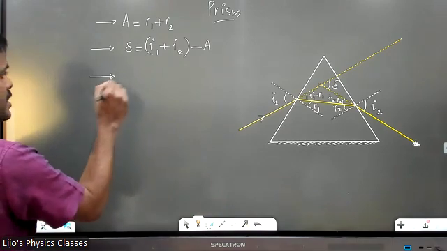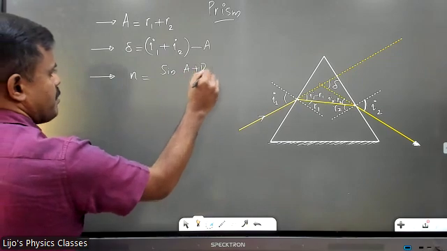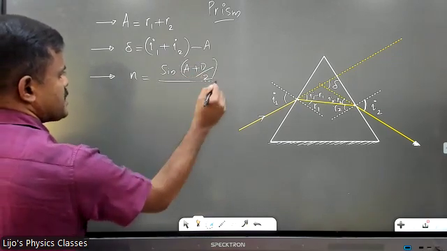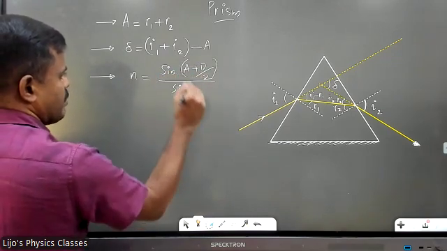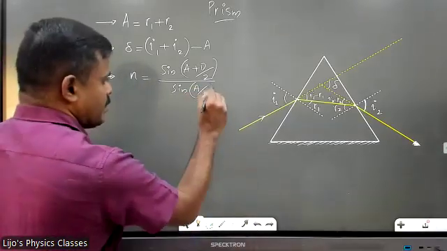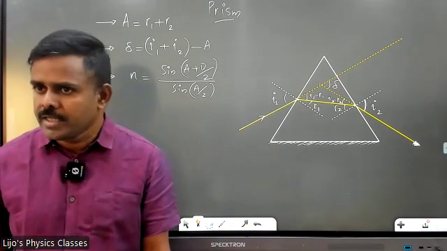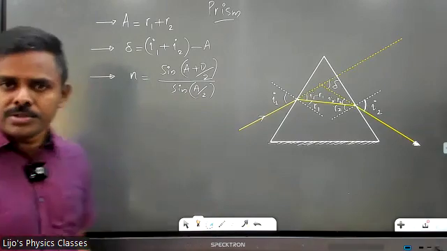And the third equation is N is equal to sine of (A plus D) by 2 divided by sine of A by 2. Hope you remember this. This is the equation for a prism, to find the refractive index of the material of the prism. And very rarely they have asked this also.